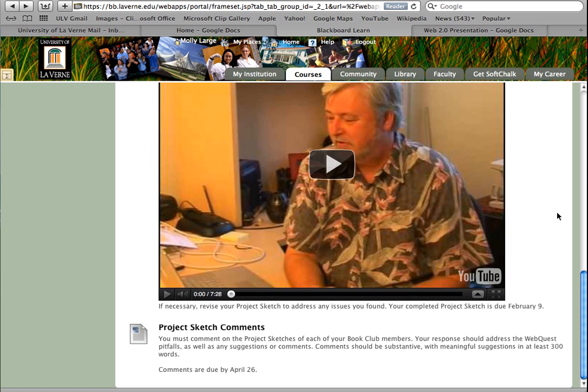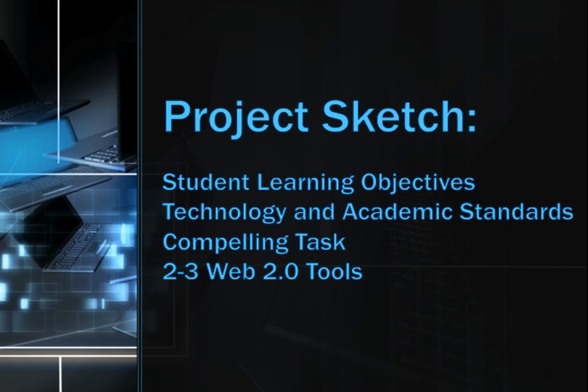I cannot stress enough the importance of this project sketch. Your project sketch is the outline of your final project. Over the next 3 to 4 weeks, you will revisit the project sketch, consider my suggestions and the comments of your classmates, and start to build the pieces of your web quest.